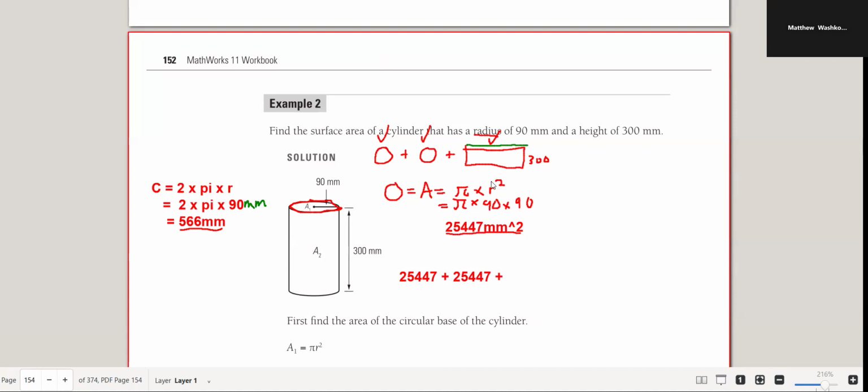Again, go back to your equation. Make sure you do stuff right. I do this on purpose to trip us up because this is easy to do. So I still need to do my rectangle. So my rectangle, right? Length times width. My length is 300. My width is 566.